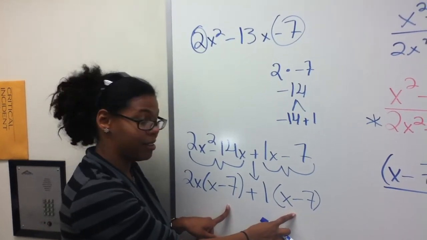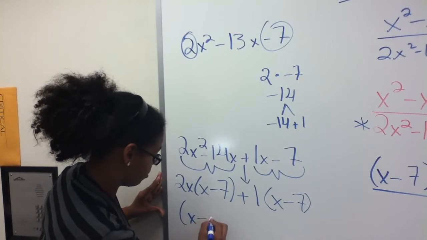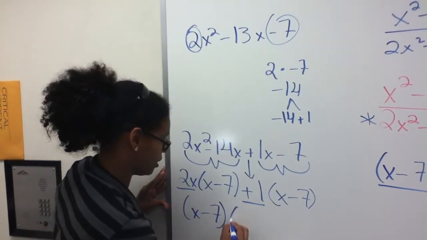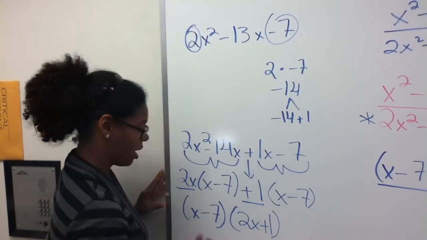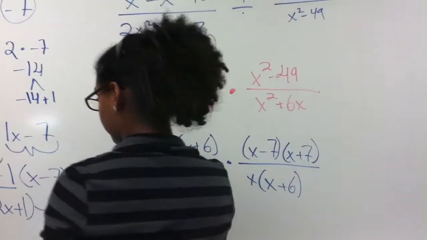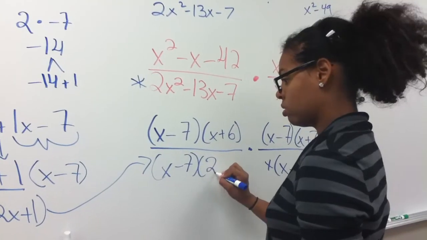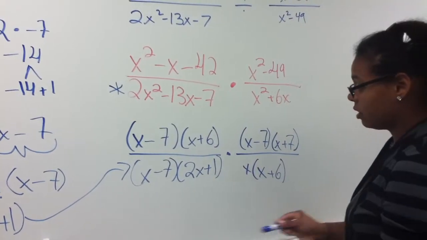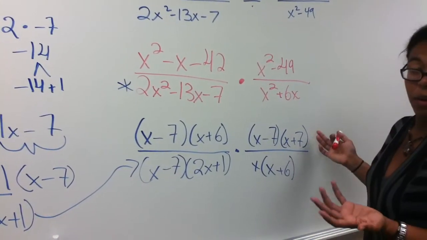Because we have the same thing right here, they're pretty much twins, we're just going to bring one of them out. And then we're going to combine both of these together into 1: 2x plus 1. And pretty much this is going to be what we bring over here. So now right here we're going to have x minus 7, 2x plus 1.